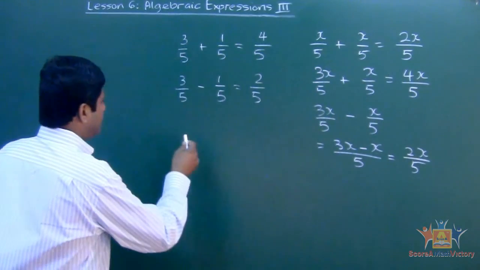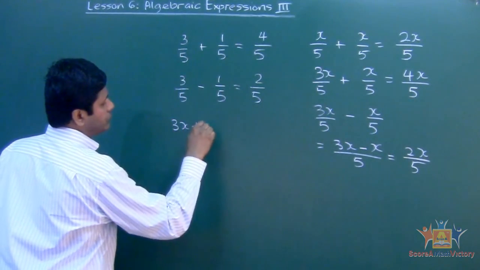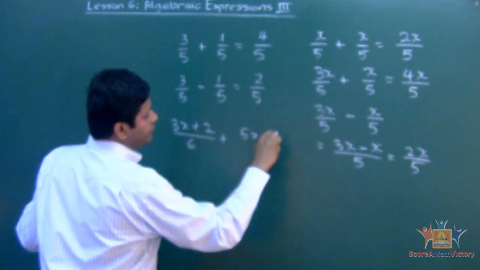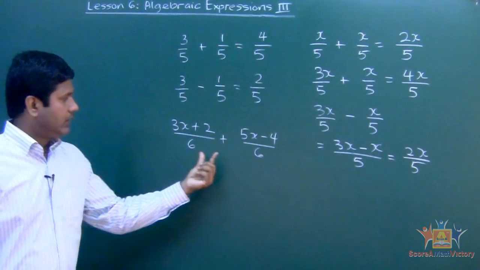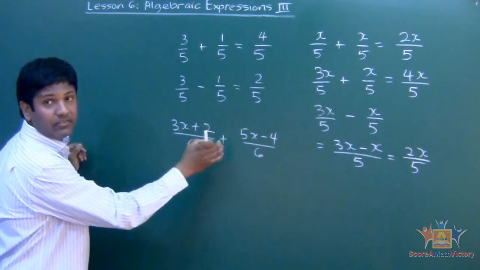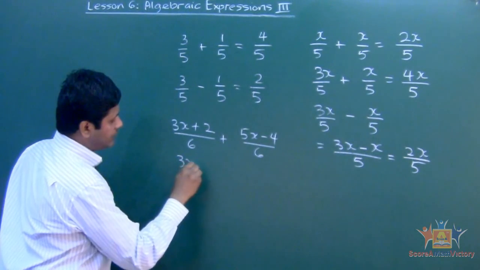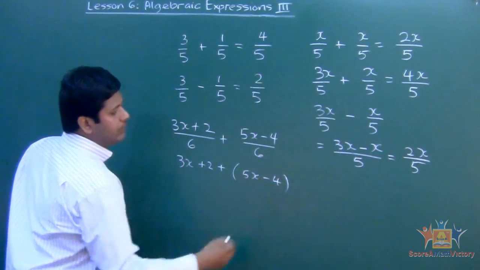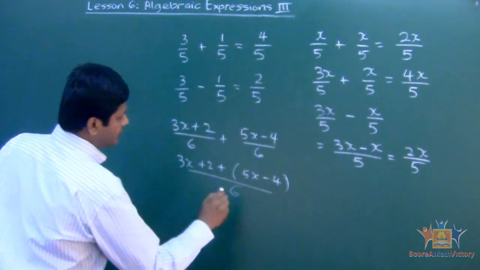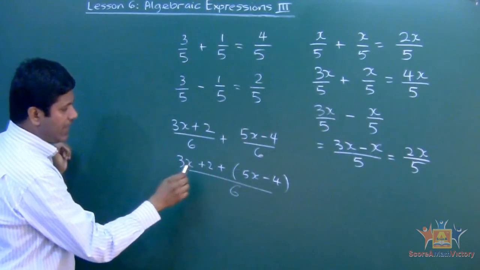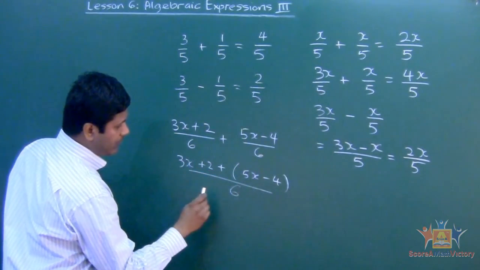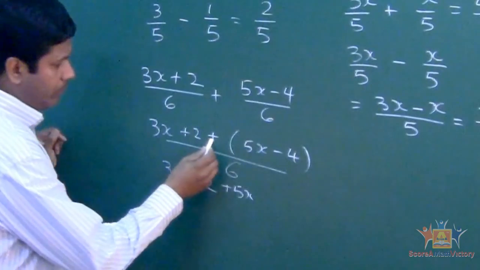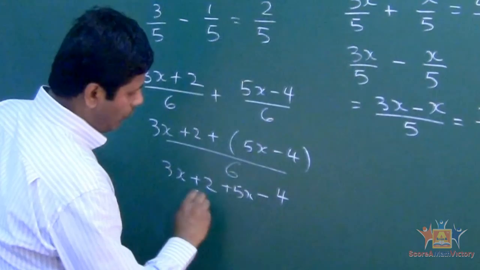Alright, so let's see if I give you something like this. If I give you 3x plus 2 over 6 plus 5x minus 4 over 6. Common denominator, so I can combine this, I can add them. So I get 3x plus 2 plus, make sure you put it in the form of brackets. Make it a habit. Over 6. I'm adding this too. So now plus and plus becomes plus. So it becomes 3x plus 2, open the bracket, plus 5x. So plus and minus is minus, so then you put 4 over 6.